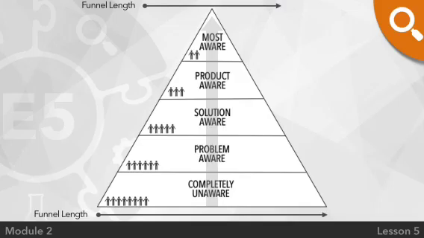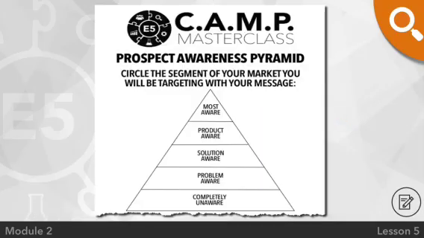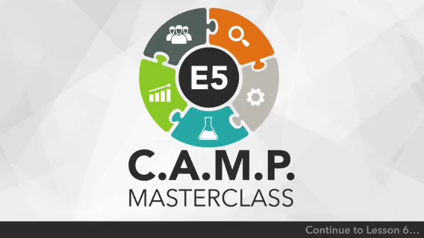The higher up on the pyramid you go, the easier it is to convert, and the shorter the funnel, but the smaller the universe, the smaller the pool, and therefore the smaller the opportunity you have. So all you need to do is take out your prospect awareness pyramid worksheet and circle the segment of your market that you will be targeting with your funnel, and then continue on to lesson number 6.